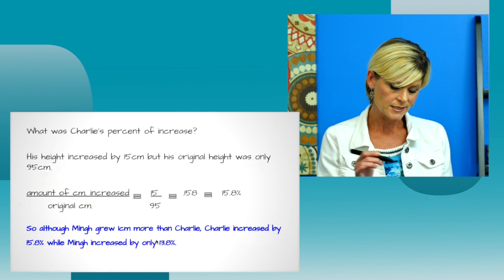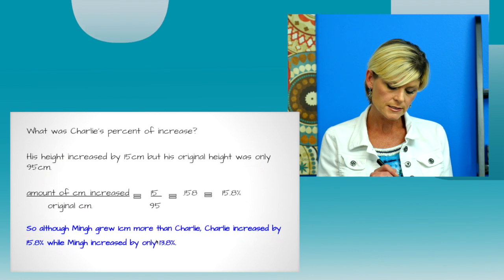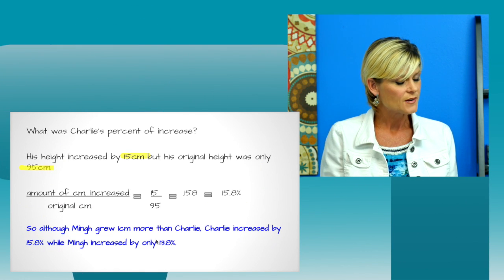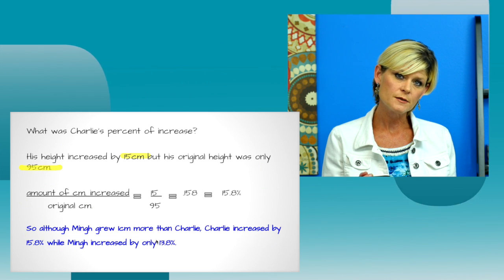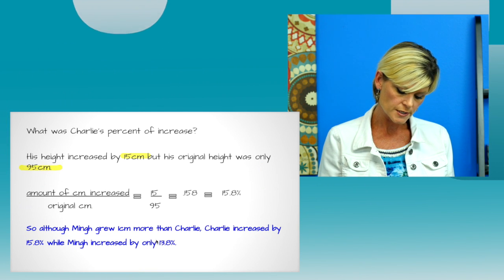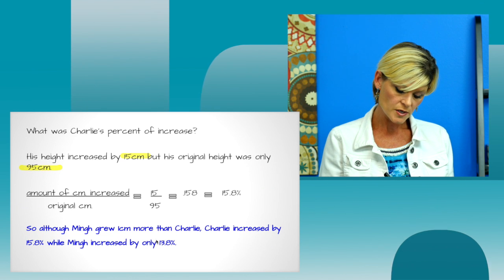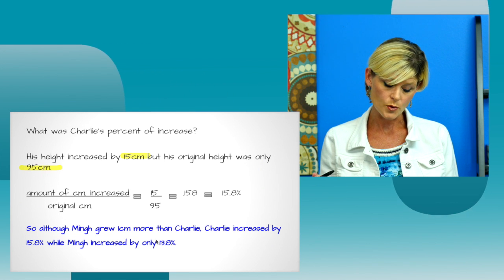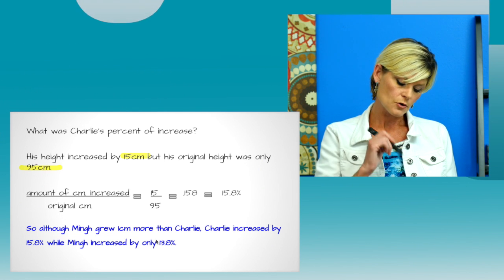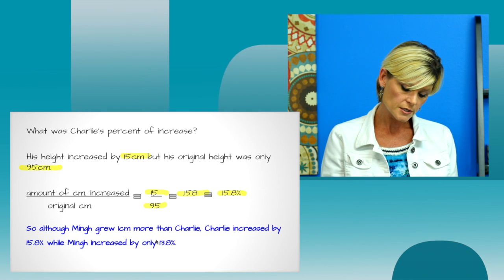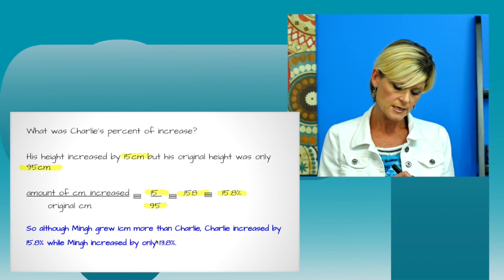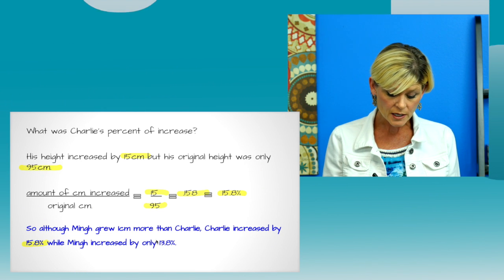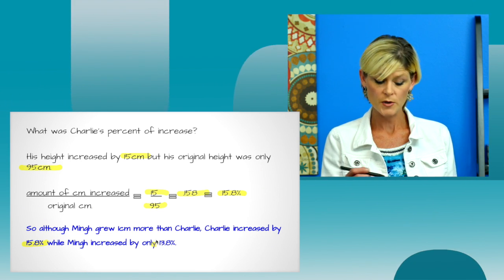So now let's take a look at Charlie's percent of increase. His height increased by 15 centimeters, but his original height was only 95 centimeters. So if we plug the same numbers in for Charlie, which would be 15 over 95, and we divide, we get 0.158, turned into a percentage is 15.8%. So even though Ming grew 1 centimeter more than Charlie, Charlie actually increased more because his percent of increase was 15.8%, while Ming's percent of increase was only 13.8%.